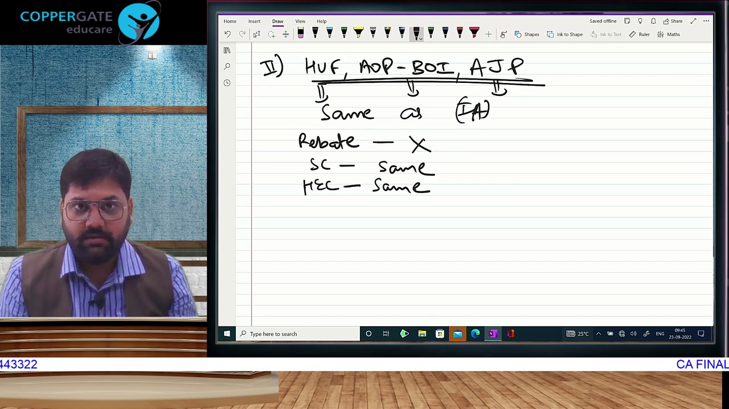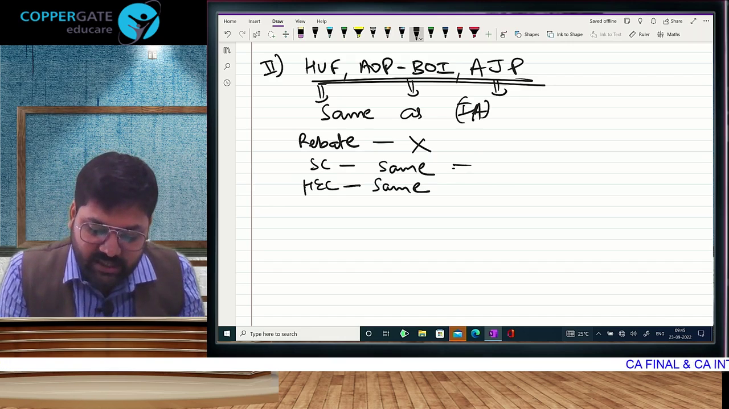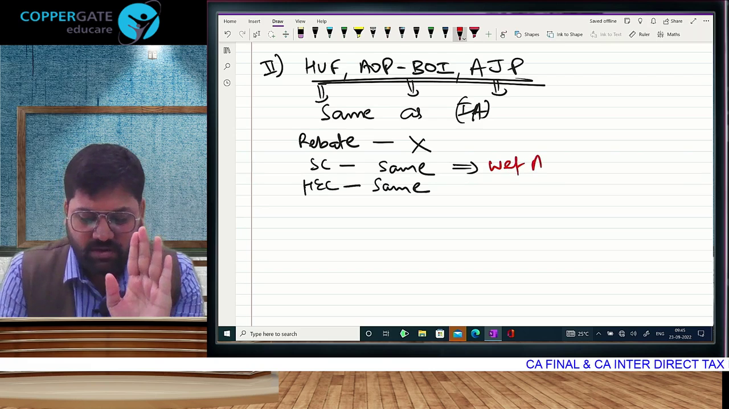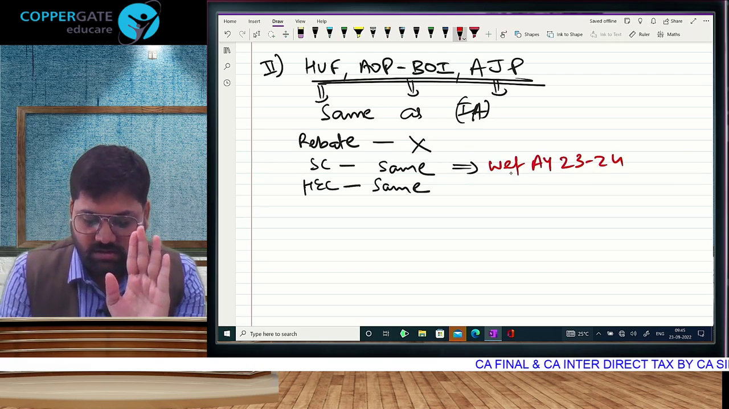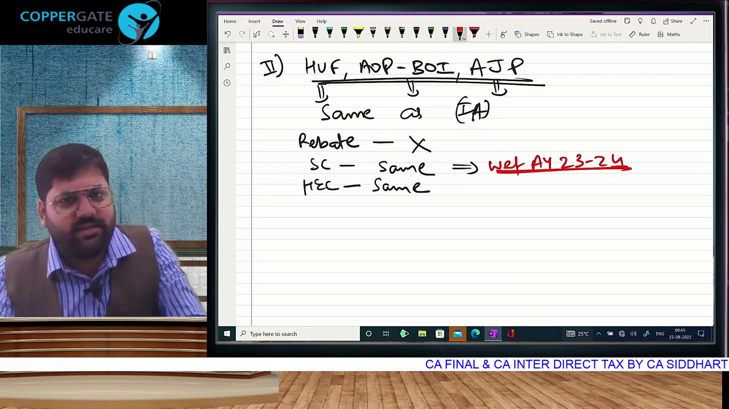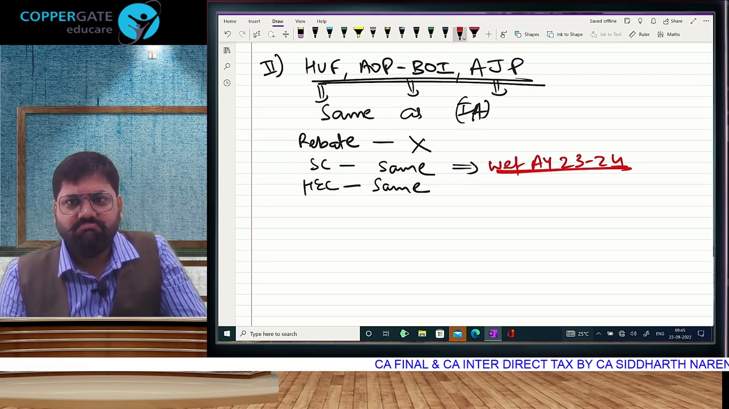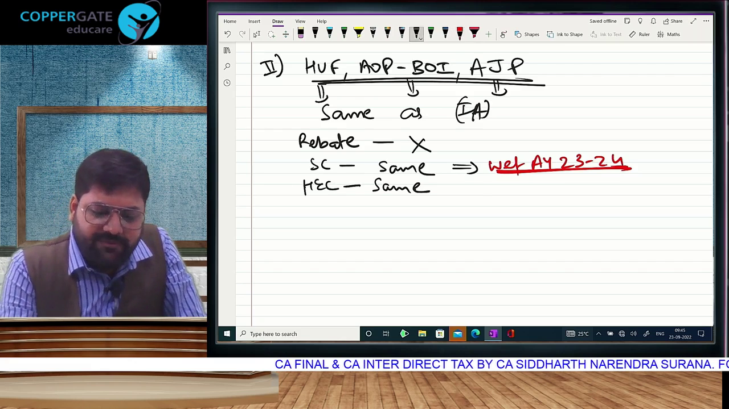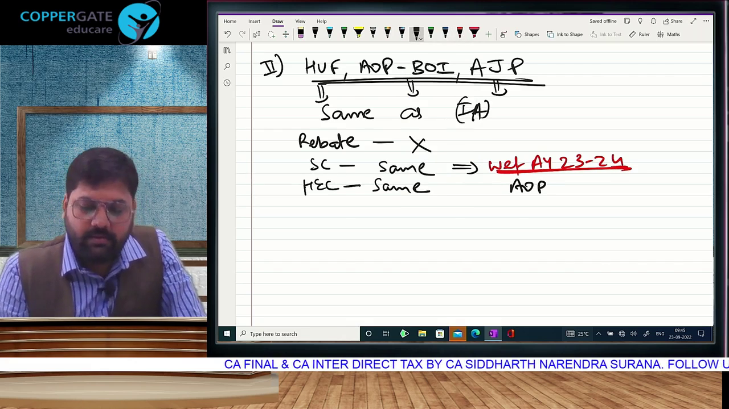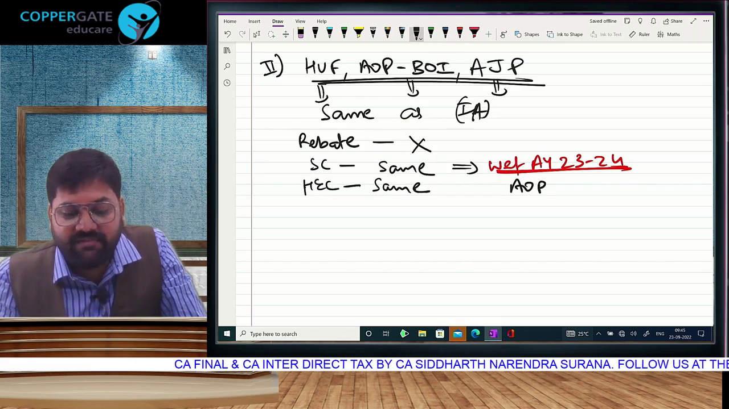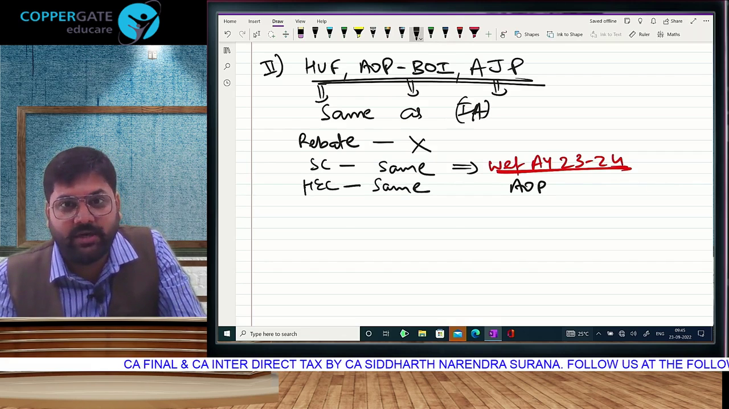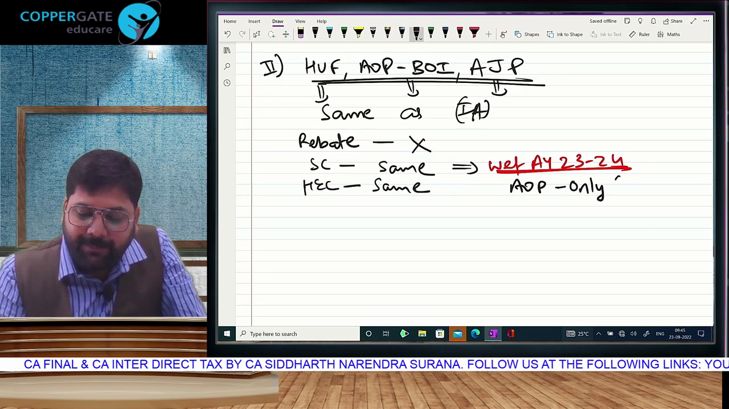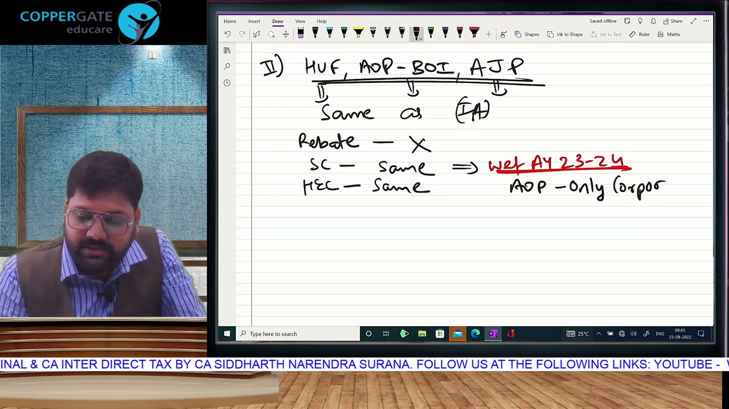Is that clear? With respect to this surcharge, there is one small amendment. That way it is same. 10, 15, 25, 37, absolutely same. But small amendment. If there is an AOP, AOP is covered here, no? So the AOP amendment I can teach you only under AOP. And that AOP has only company members, only corporate members.